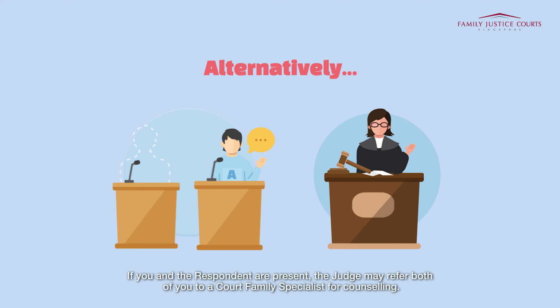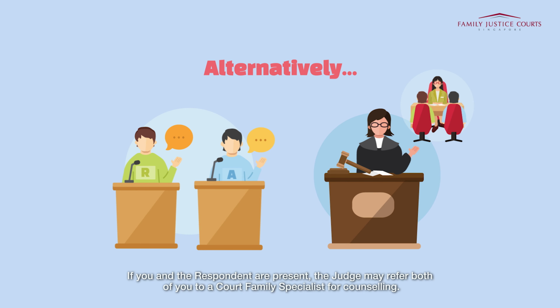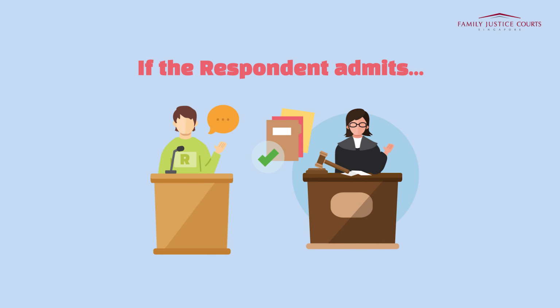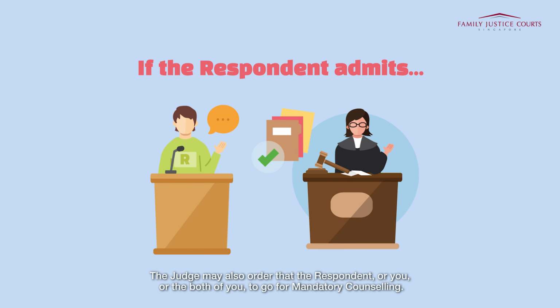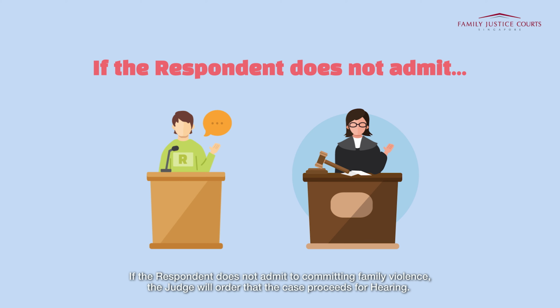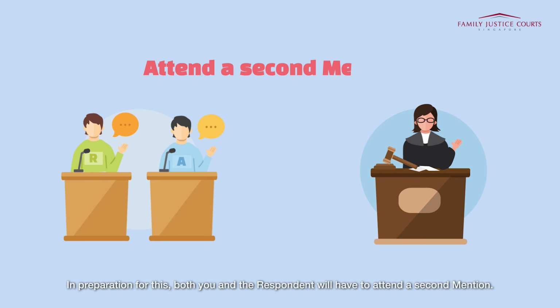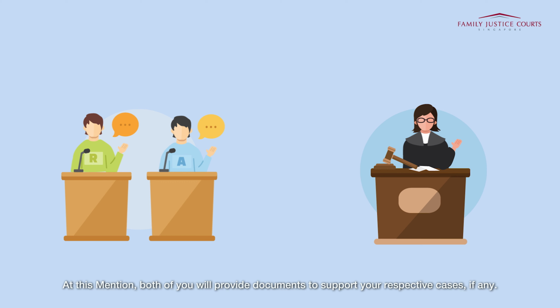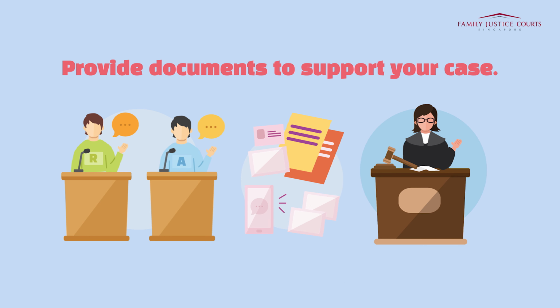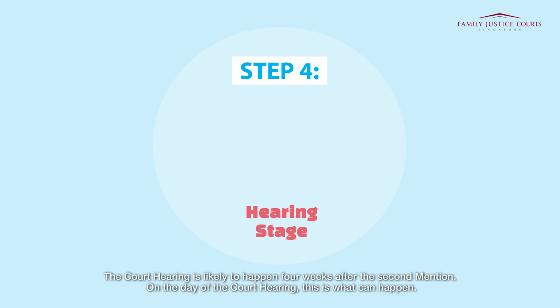If you and the respondent are present, the judge may refer both of you to a court family specialist for counseling. In court, if the respondent admits to committing family violence and consents to a PPO, the judge will grant the PPO. The judge may also order that the respondent or you, or both of you, go for mandatory counseling. If the respondent does not admit to committing family violence, the judge will order that the case proceeds for hearing. In preparation for this, both you and the respondent will have to attend a second mention. At this mention, both of you will provide documents to support your respective cases, if any. These can be police and medical reports or any other relevant evidence. The court hearing is likely to happen 4 weeks after the second mention.